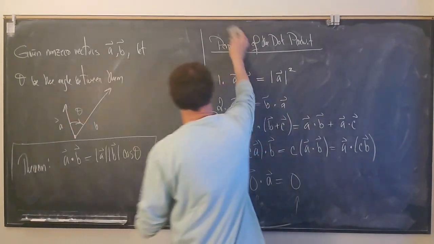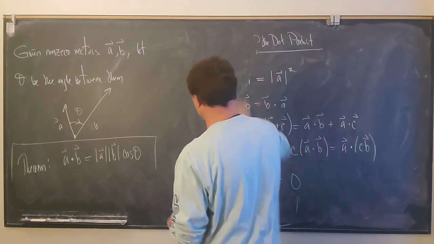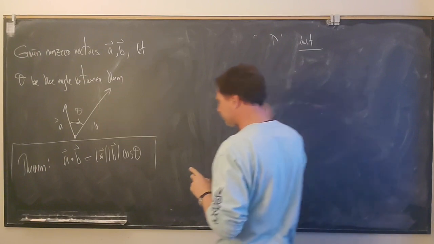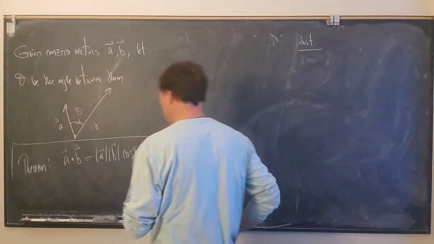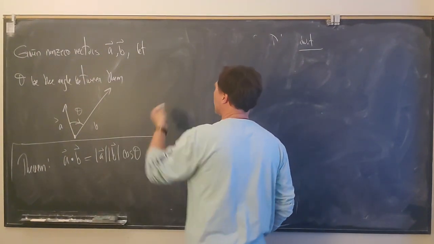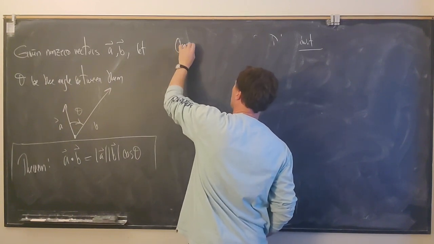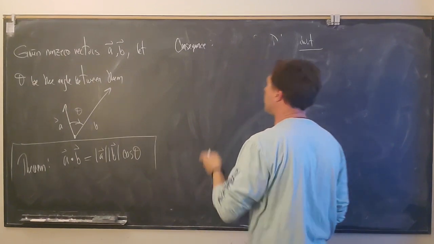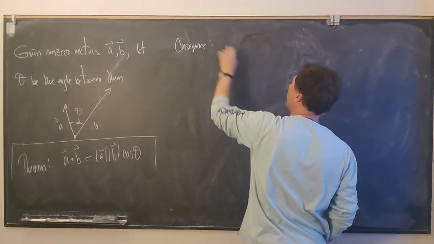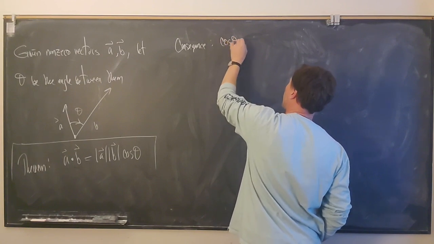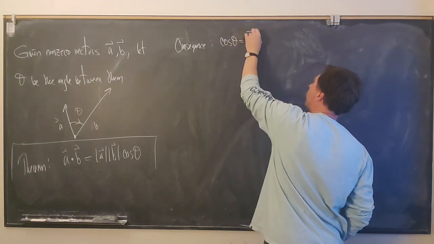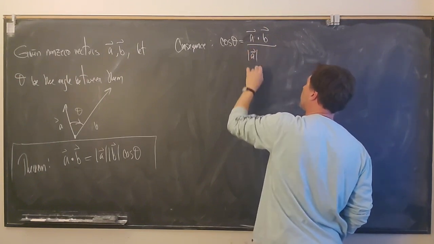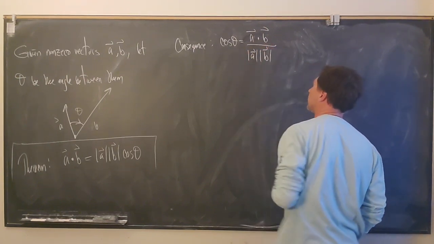So as a quick consequence, assuming that we've got non-zero vectors, as long as you're not dividing by 0, then you have the cosine of theta is equal to a dot b divided by the length of a times the length of b.